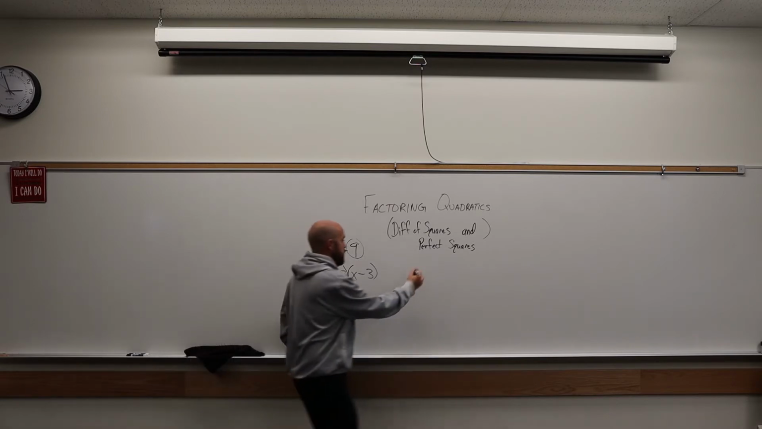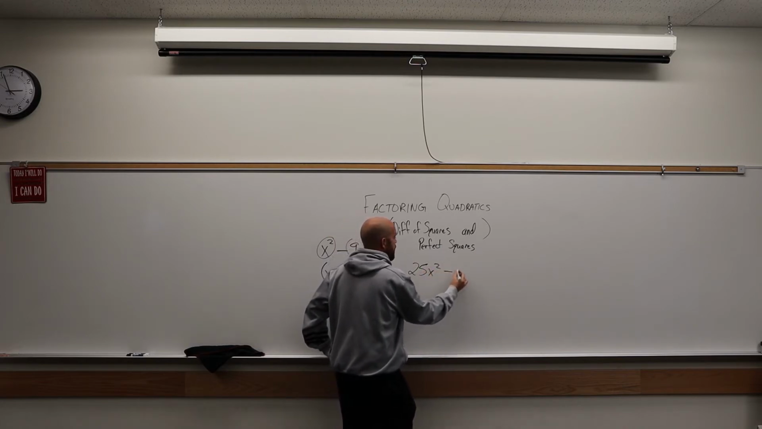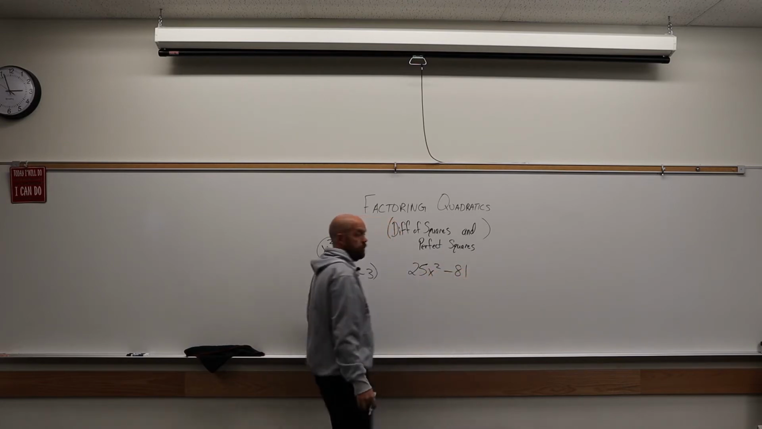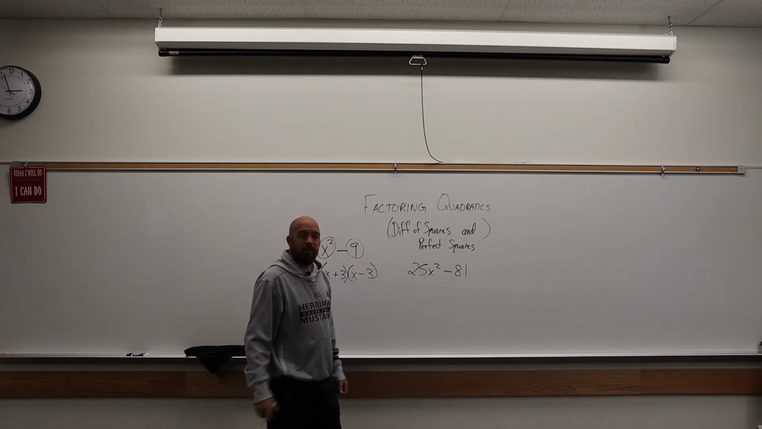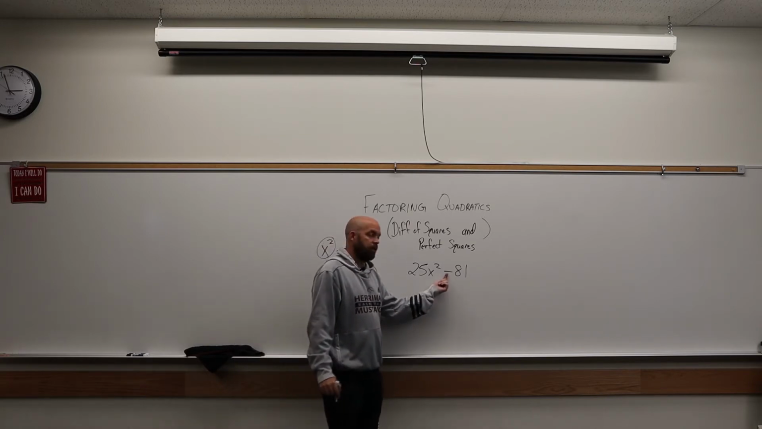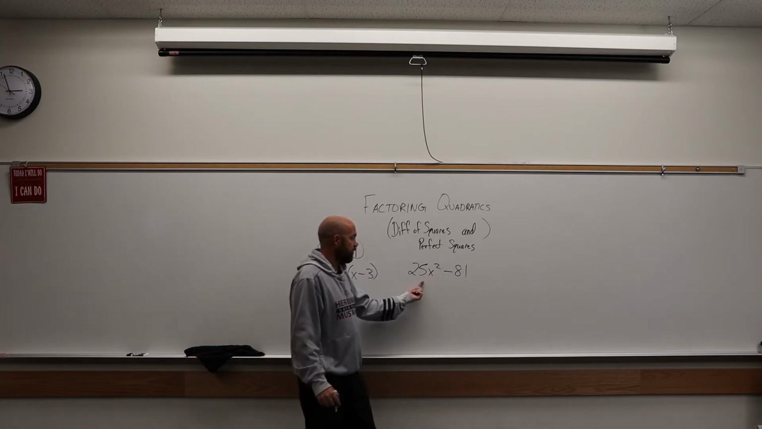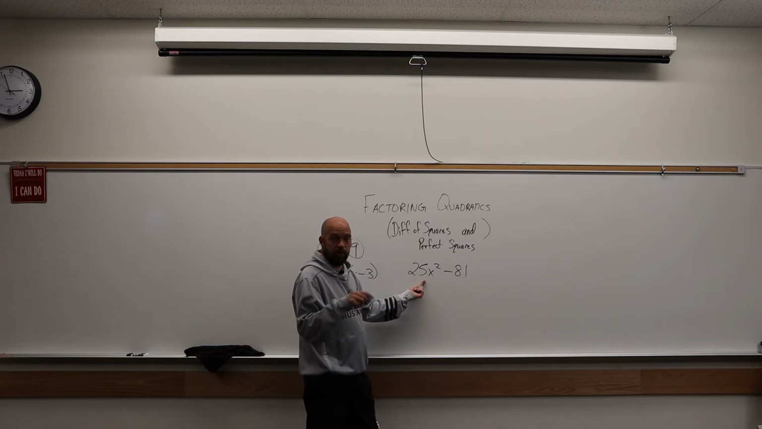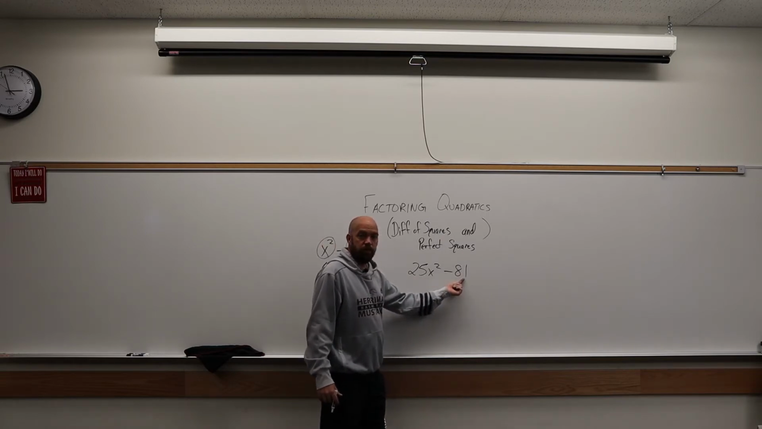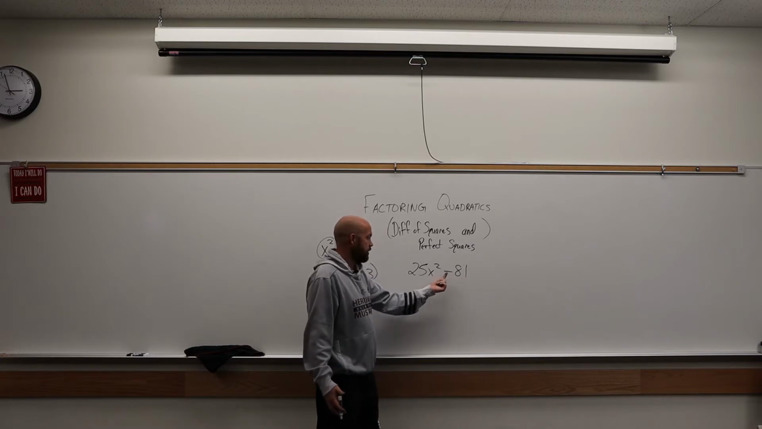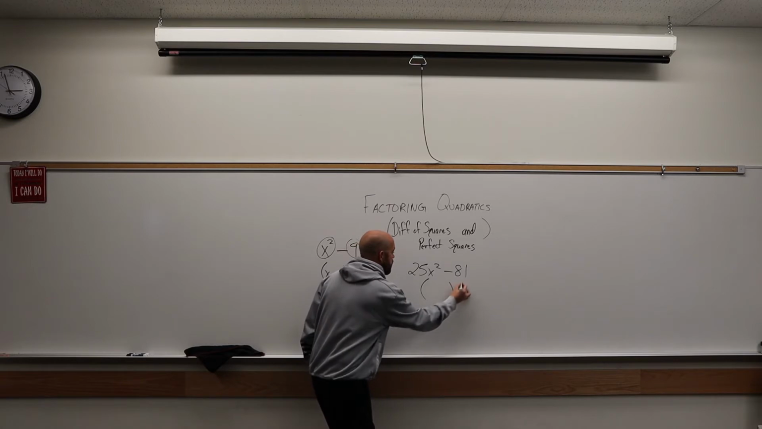Let's try another one, maybe a little more complicated looking. Let's say we have 25x squared minus 81. Okay? I'm looking at this. I'm confused. It's bigger numbers. And then I'm like, wait a second. I'm subtracting two things that I can take the square root of. 25x squared is really, if I were to take the square root of that, I get 5x. Square root of 81 is 9. So I'm like, wait, difference of two things I can take the square root of? Sweet. Go straight to the answer.